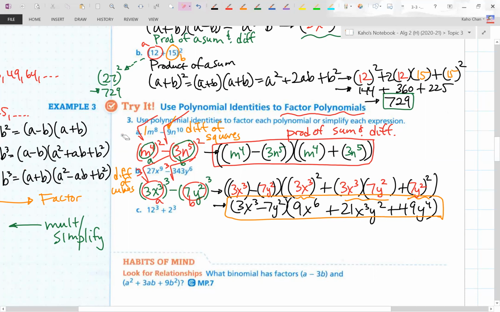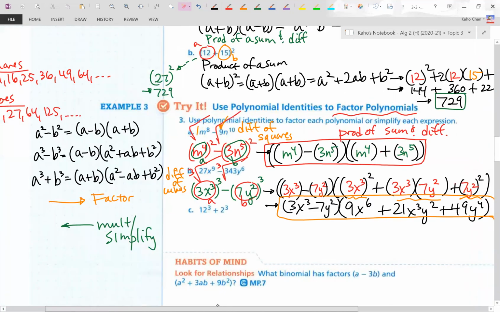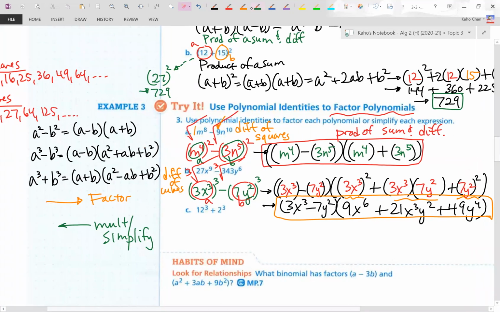Okay, woo. Last one. On example 3, we have, well, this is kind of strange. We have 12 cubed plus 2 cubed. That looks like a sum of cubes, doesn't it? Literally a sum of cubes. That's what we have, and we're literally going to grab that formula, okay? I think the point of doing this is to show you how things are buried.